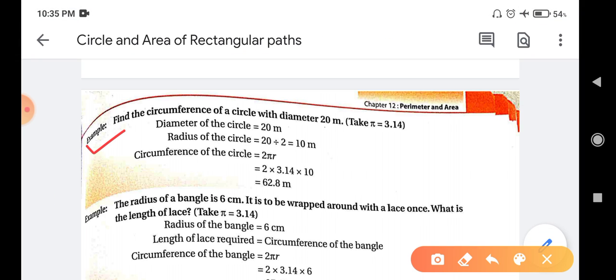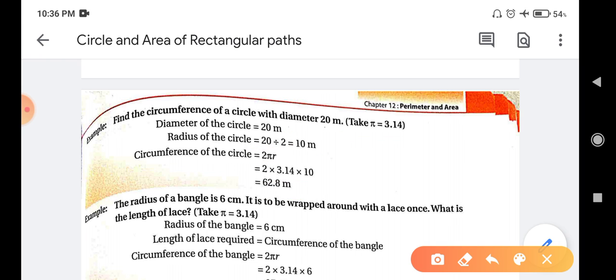First example is find the circumference of a circle with diameter 20 meter and take pi is equal to 3.14. We are given that you have to take the value of pi as 3.14. And we have to find the circumference. We are given diameter, so firstly we have to find the radius, because in the formula of circumference there is radius, not diameter. So radius will be equal to half of diameter. Half of diameter is 10, that is, we have to divide it by 2. Then we get 10. So radius is 10 meter. Then circumference of a circle is equal to 2 pi r. Then put the values and then you will get your answer.